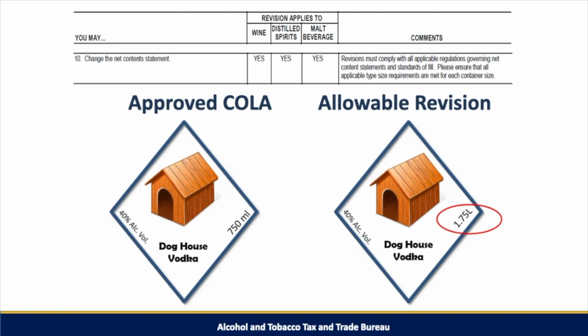The sample label shows that the net content statement has changed from 750 milliliters to 1.75 liters, which is an allowable revision. Revisions must comply with all applicable regulations governing net content statements and standards of fill. Please ensure that all applicable type size requirements are met for each container size.